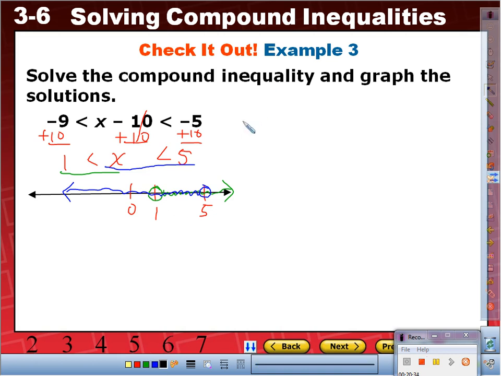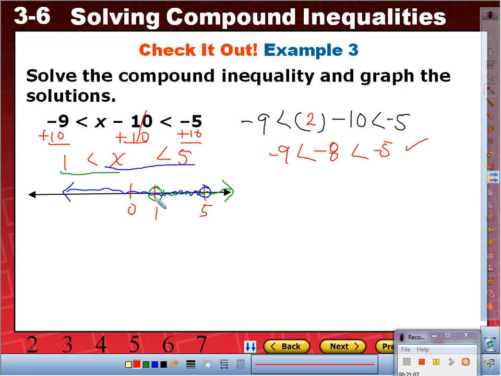To check, you write your inequality, -9 less than x minus 10 less than -5. You choose any number that's in your solution set. I'm going to choose number 2. Is 2 part of the solution set? Yes. Let's see. What is 2 minus 10? That's -8. I bring everything else down. The -9 less than -8 less than -5. And I'm going to read it from left to right. Is -9 less than -8? Yes. Is -8 less than -5? Yes. So therefore, my solution set is correct.